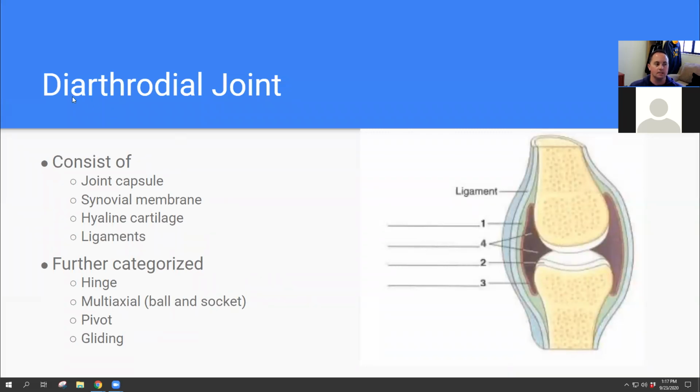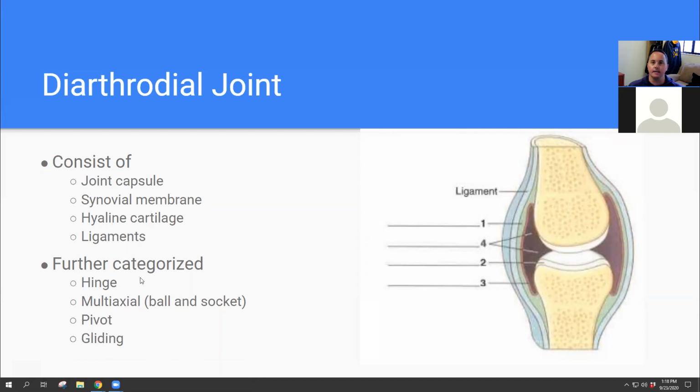Now, diarthrodial joints have subcategories, okay? So they can be further categorized into a hinge joint, a multi-axial or ball and socket joint, a pivot joint, and a gliding joint, okay? Each type of joint allows for a different range of motion, so either more or less, and it creates a slightly different movement.